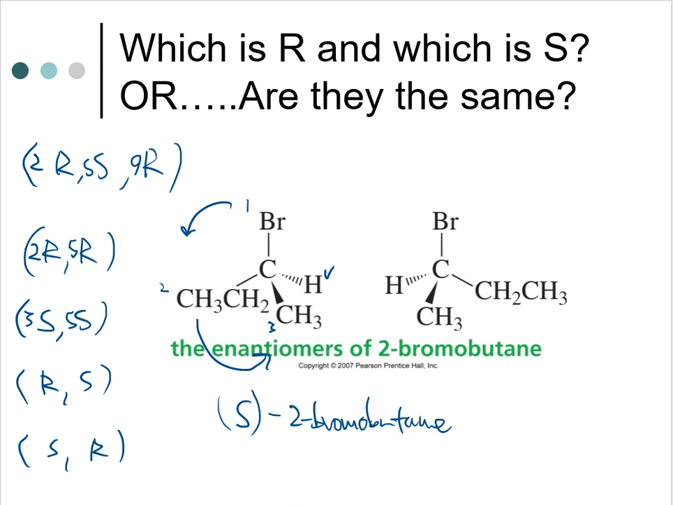So over on the right-hand side, we need to figure out, is that R or is that S? Did they give me the same thing and just draw it a different way? So the lower priority group is in the back, which is good. That's what it needs to be. Here is group number 1. There's group number 2. Here's group number 3. That's the rotation. Folks, that is a clockwise rotation. It goes to my right hand. So this is the R form of 2-bromobutane.